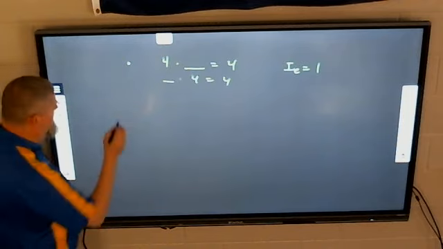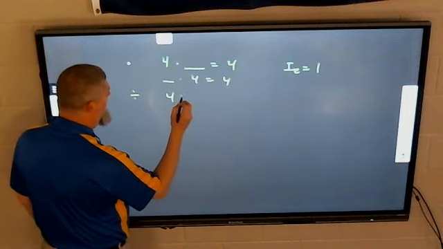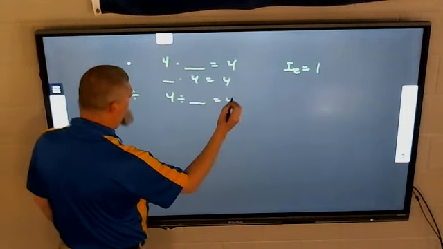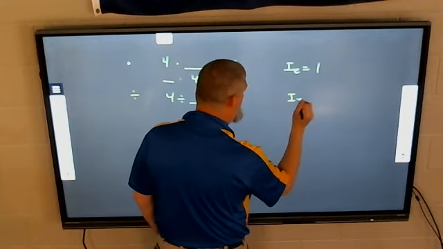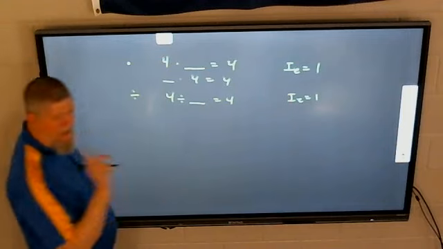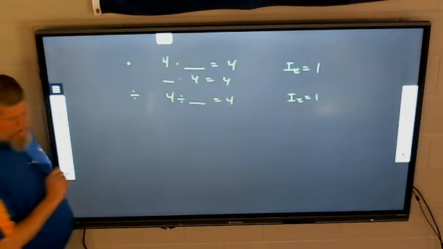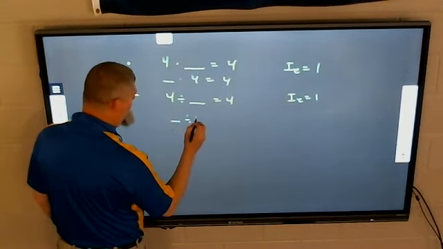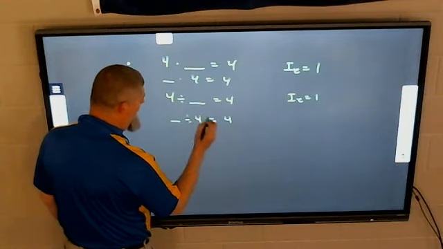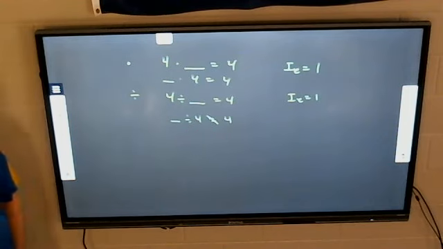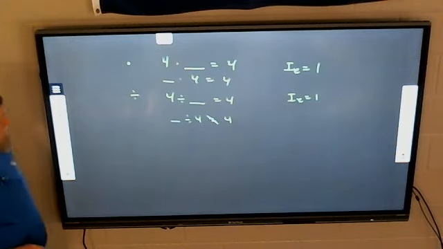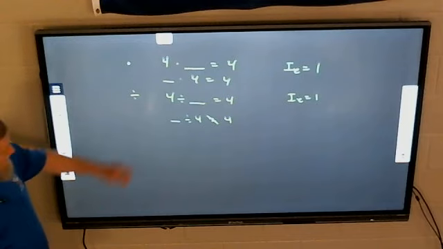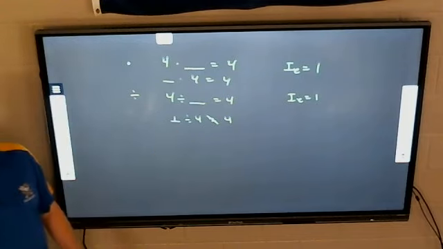We're going to go with division. So 4 divided by what number equals 4? 1. Identity element equals 1 for division. Is it on both sides? No, it's only on one side, because some number divided by 4 does not equal 4, therefore it doesn't have it on both sides, just one side. Blank divided by 4 equals 1? Is 1 divided by 4 equal to 4? No.